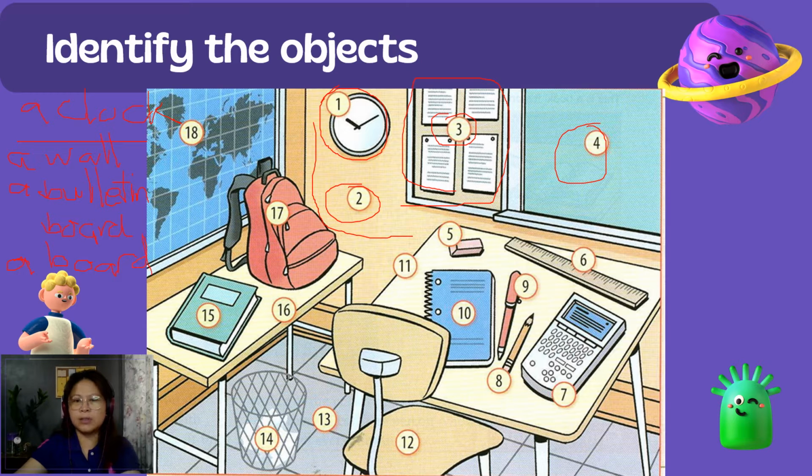A board. Number 5, we have an eraser. Yes, we have an eraser. Number 6 is a ruler. Number 7 is not a calculator. It is an electronic dictionary. Electronic dictionary.